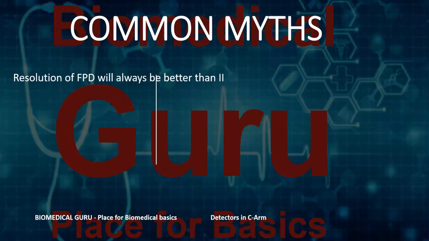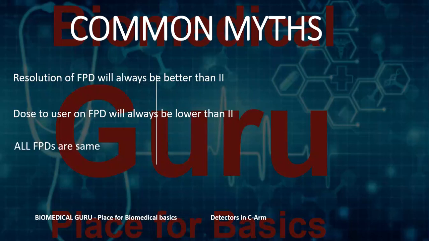The common myths being spread in the market are, first, that the resolution of a flat panel detector will always be better than an image intensifier. Another myth being circulated is that the dose on the user as well as on the patient in a flat panel will always be lower than that of an image intensifier. And another myth some companies are promoting is that all flat panel detectors are the same. Company X may give a flat panel detector, and company Y may give another flat panel detector, and company Y, whose price is one third the price of company X, will always claim that both of them are flat panel, so why not consider mine?